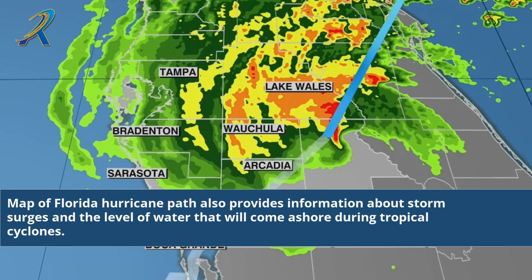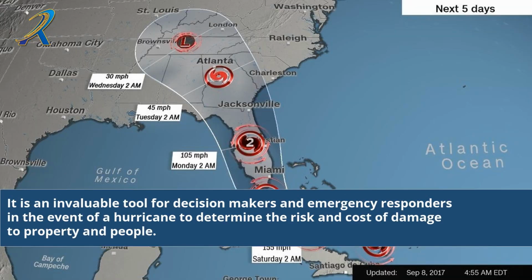Map of Florida hurricane path also provides information about storm surges and the level of water that will come ashore during tropical cyclones. It is an invaluable tool for decision makers and emergency responders in the event of a hurricane to determine the risk and cost of damage to property and people.